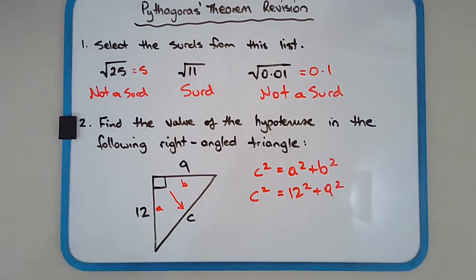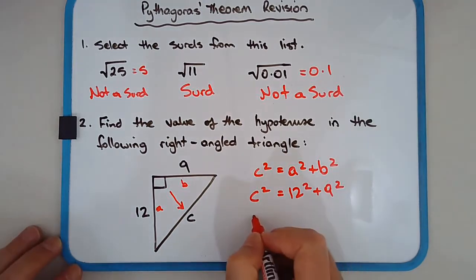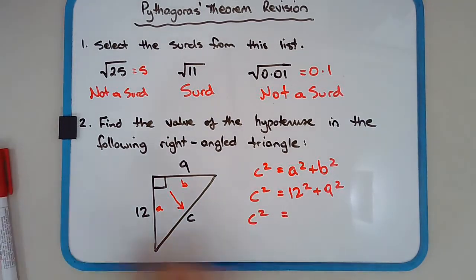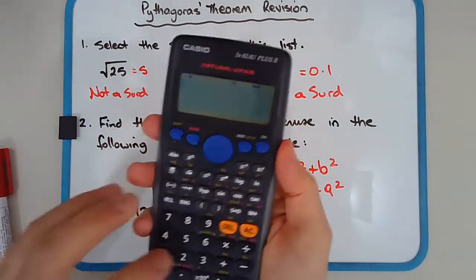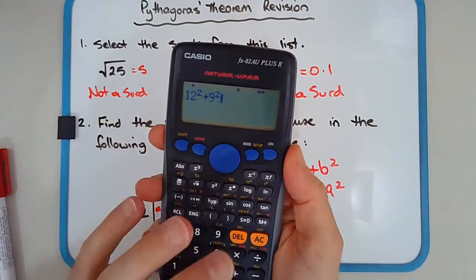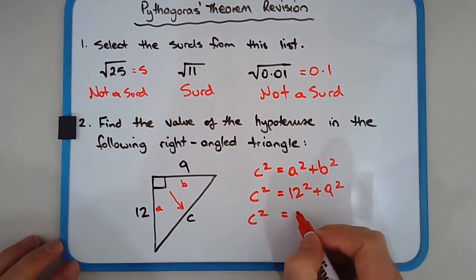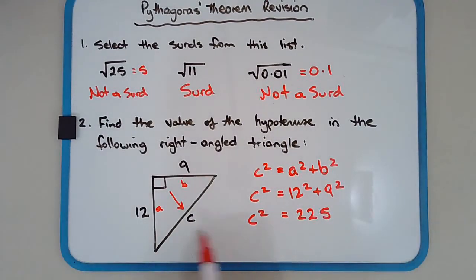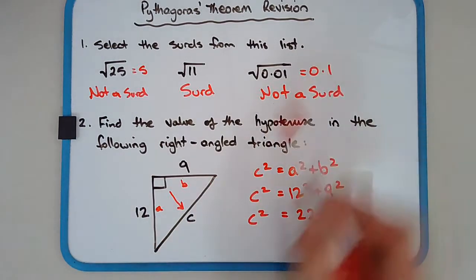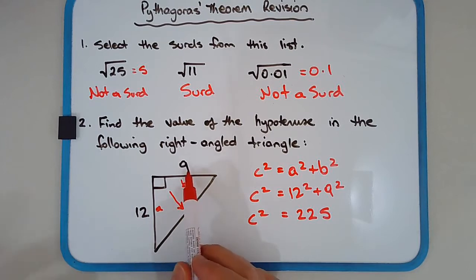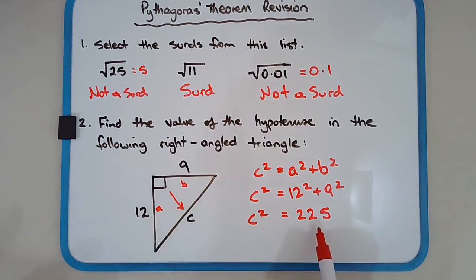Now, before I press equals on the calculator, actually let's do this. Let's just go one step further. 12 squared plus 9 squared. 12 squared plus 9 squared is 225. I just want you to think about something here. Does it make sense to have a side that's 225? It's huge. But the two shorter sides, one's 9 and the other one's 12. They look tiny compared to 225.